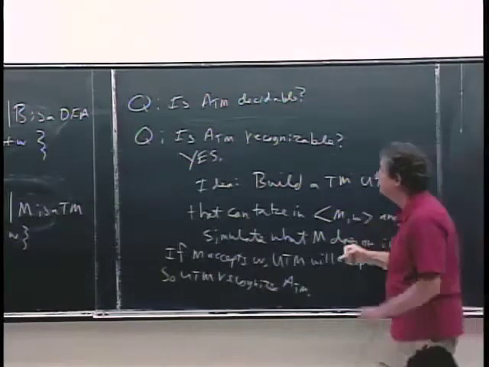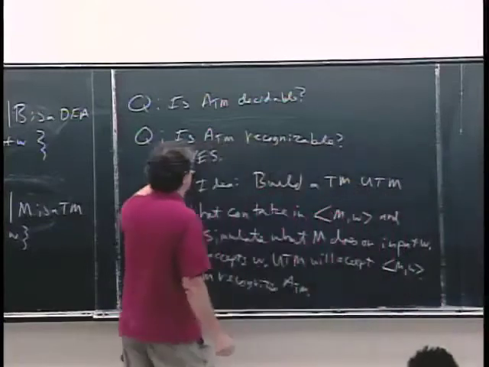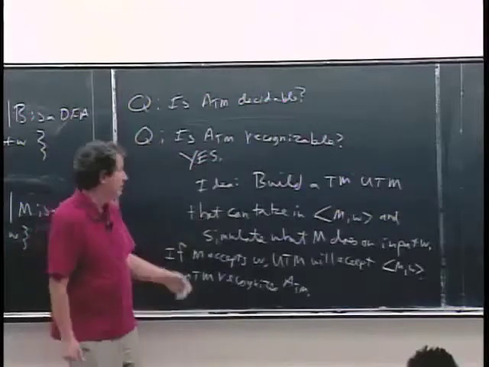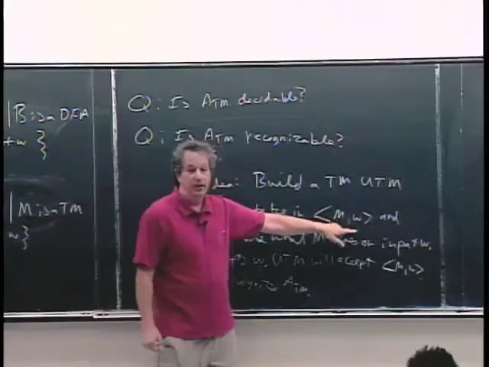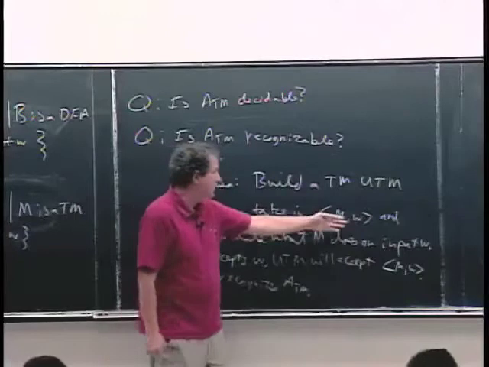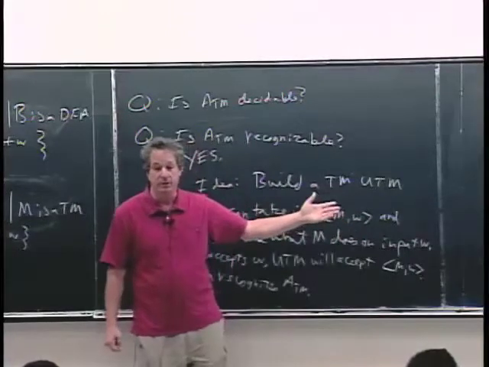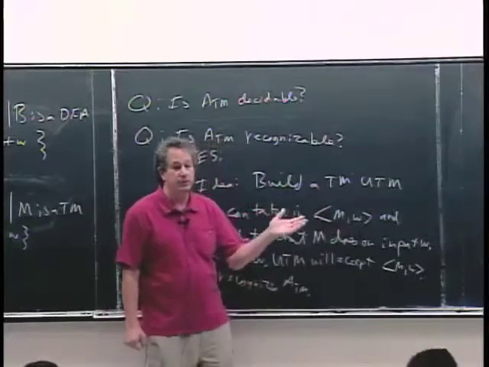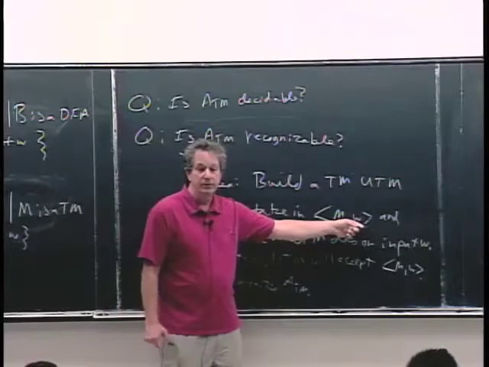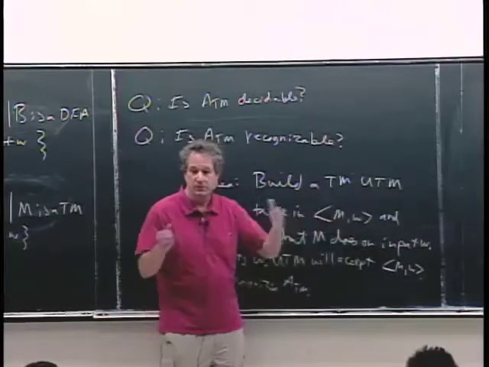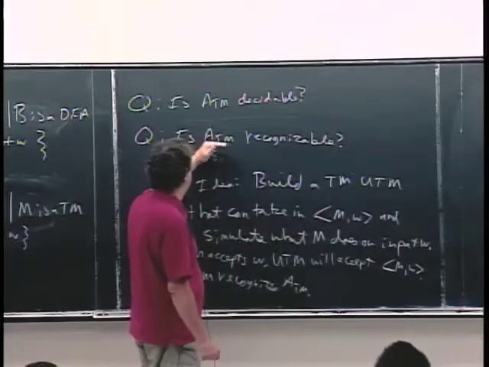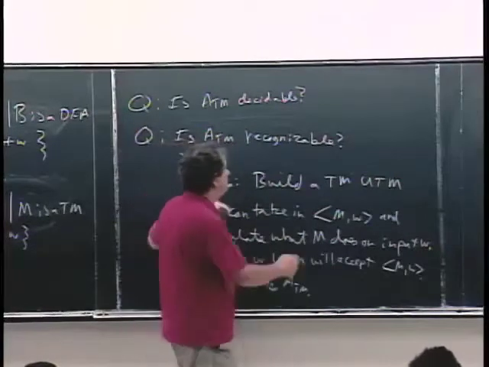Okay, so we're talking still about recognition. And the answer here is yes, because this universal Turing machine can take in M and W, and we just did in gross detail, the universal Turing machine simulates M on W. If M accepts W, then the universal Turing machine will accept. If M rejects W, the universal Turing machine will reject. But if M does not halt on W, the universal Turing machine will also not halt on W. It's just a one-to-one simulation. So that proves that the language ATM is recognizable.